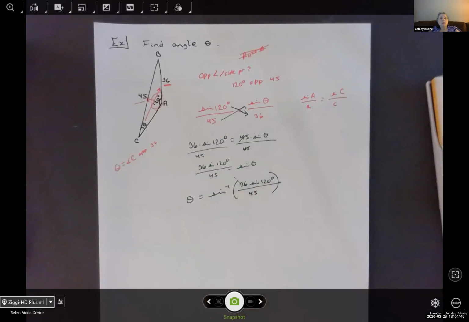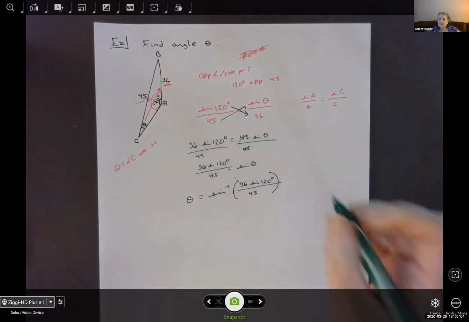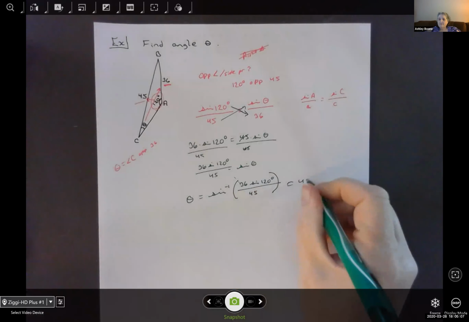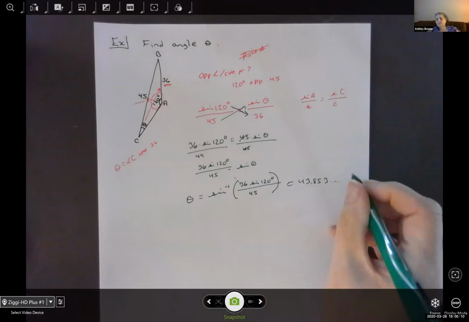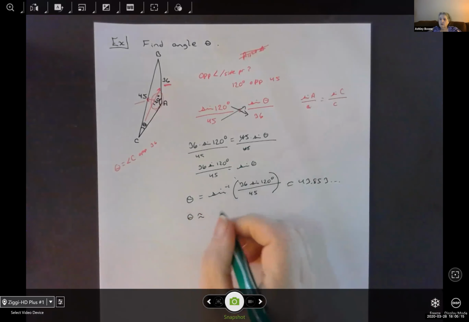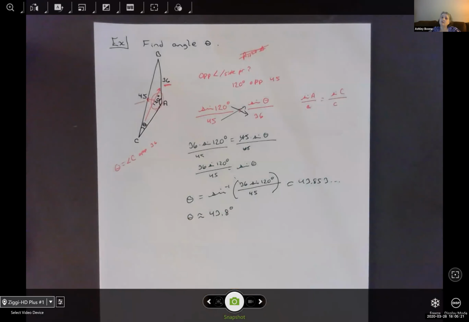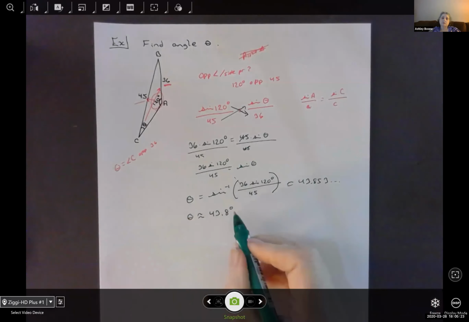Okay. So when we go through and find that, again, our angles are in degrees. Make sure your calculator is in degree mode and go through and evaluate. So if we go through and we look at this, this gives us 43.853 and it goes on. So that tells me that theta is approximately 43.8 degrees. If it's an angle, it needs to be in either degrees or radians. If it's degrees, don't forget your little degree symbol there.